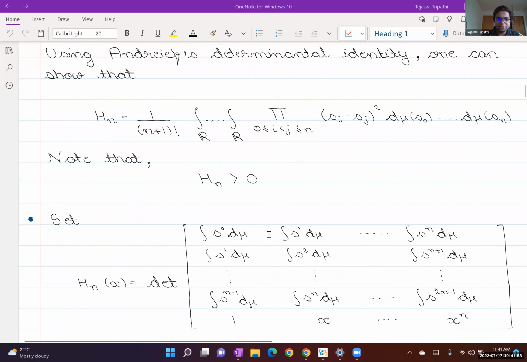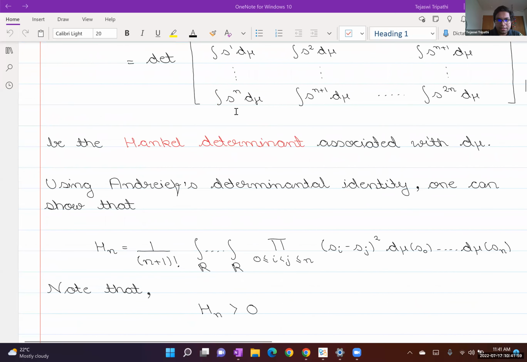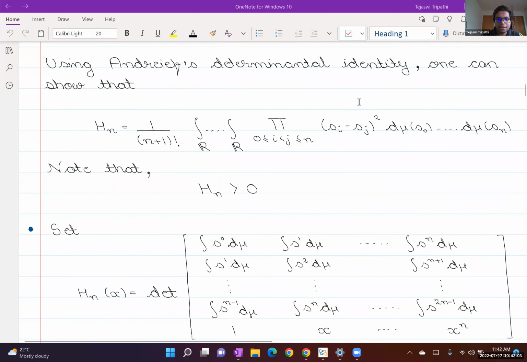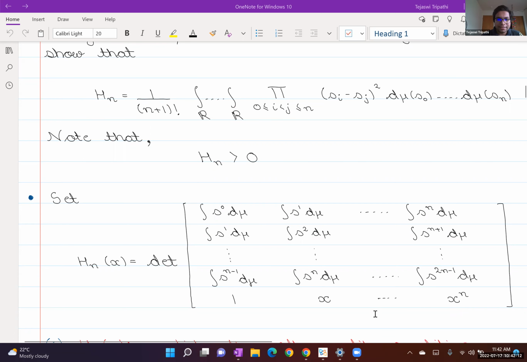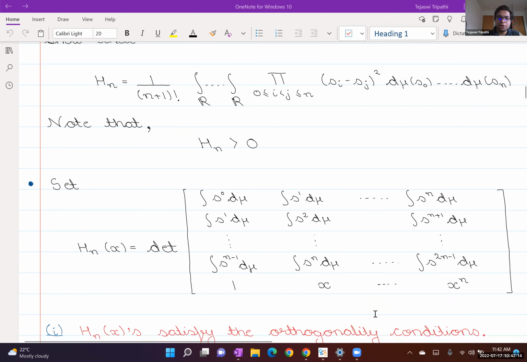Now we'll define a function h_n(x), which is similar to the Hankel determinant. What I'll do is just erase the last row of this determinant and replace it with 1, x, up to x to the power n. I have just replaced the last row by the monomials. Of course, you can guess that I'll show that these are the orthogonal polynomials.